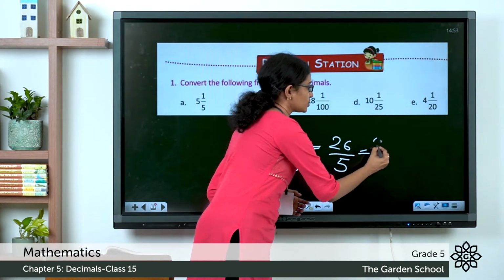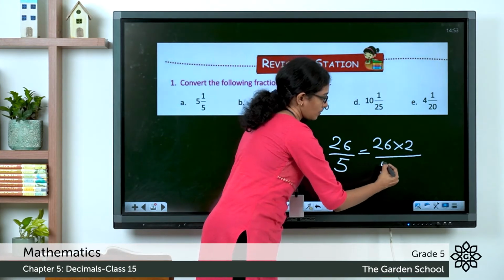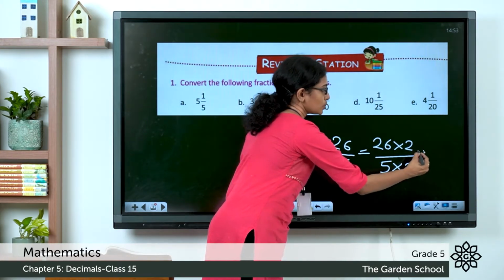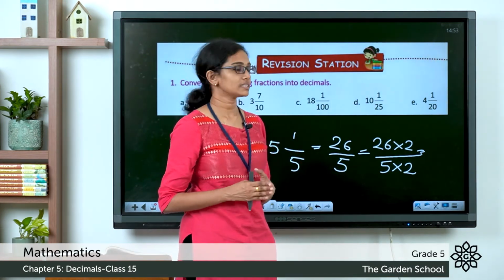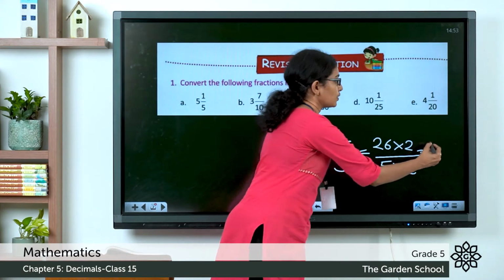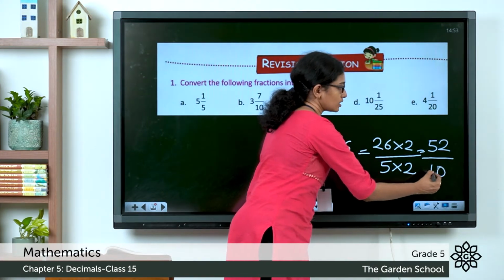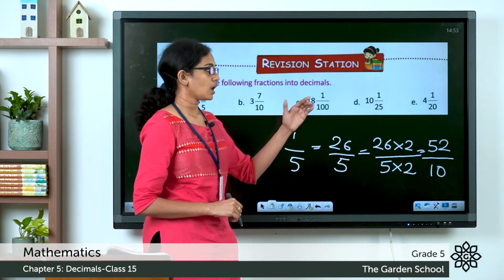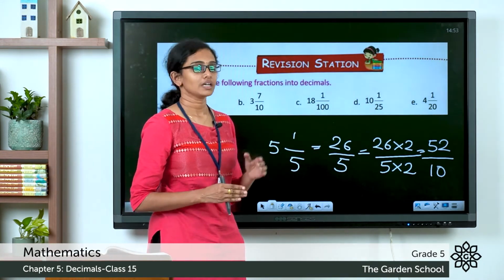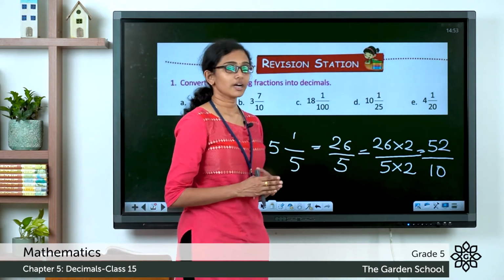So this would be equal to 26 into 2 by 5 into 2, which is equal to, what is 26 into 2? 26 into 2 is equal to 52 divided by 10. So right now we have 52 divided by 10, a whole number divided by 10. That we can easily convert to a decimal number. So what is 52 divided by 10?